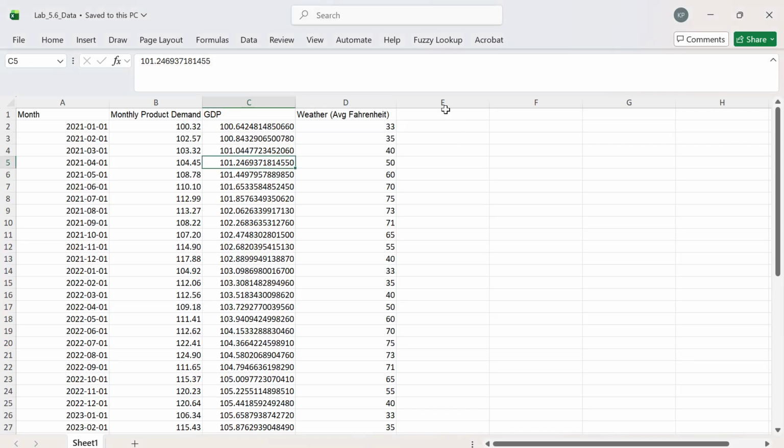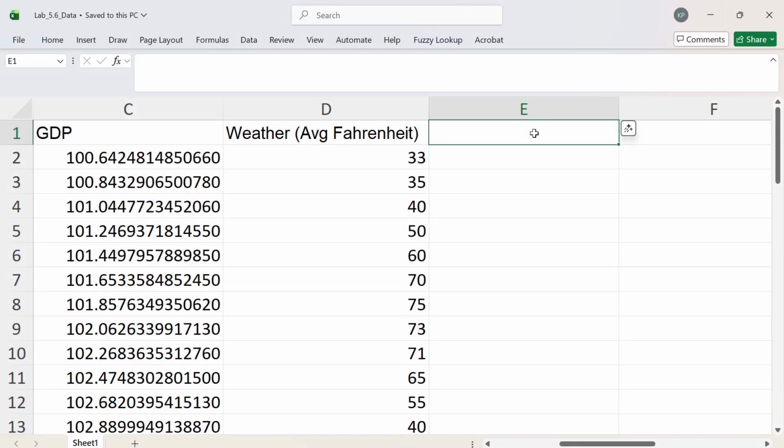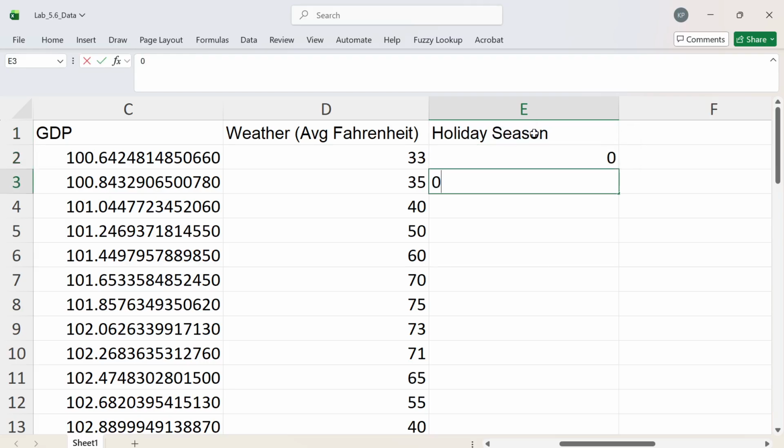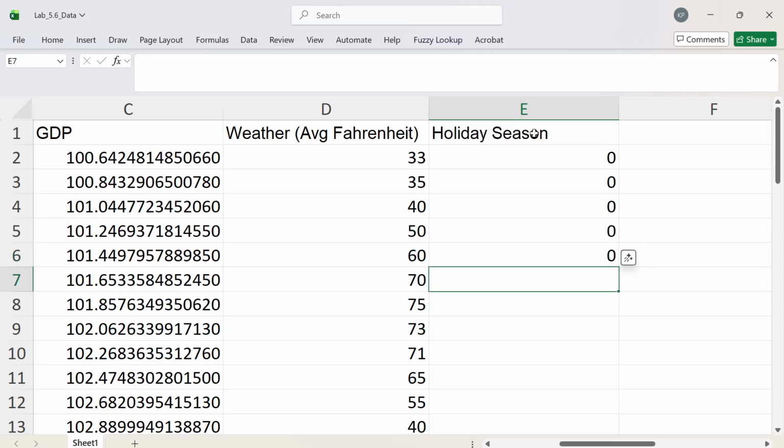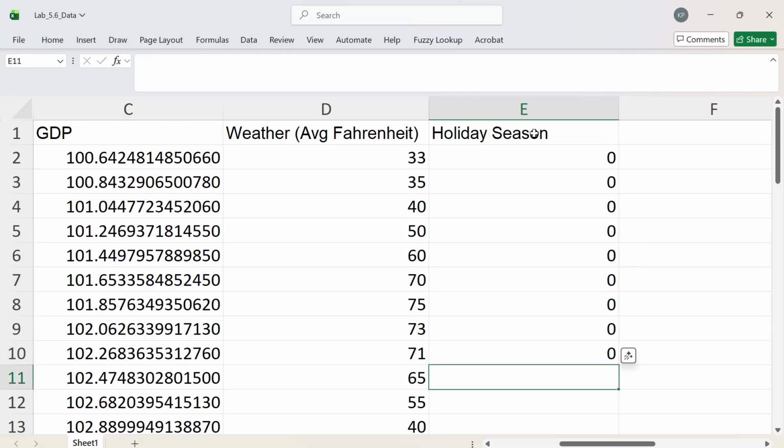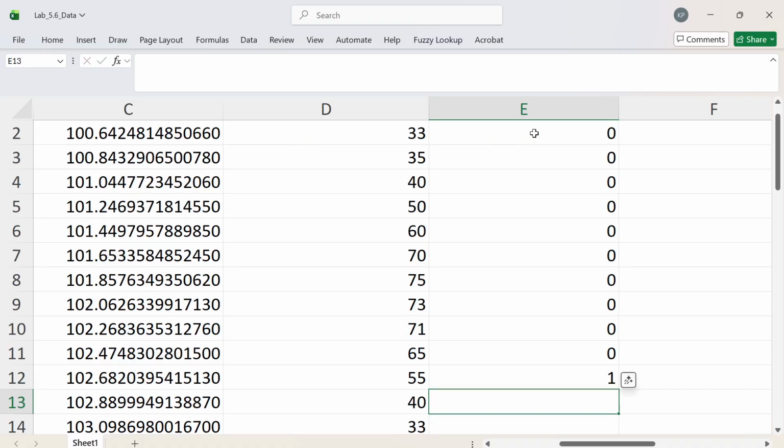What happened for this part, at first, for the observations of holiday season: 1, 2, 3, 4, 5, 6, 7, 8, 9, 10, and for November and December it is 1 and 1.